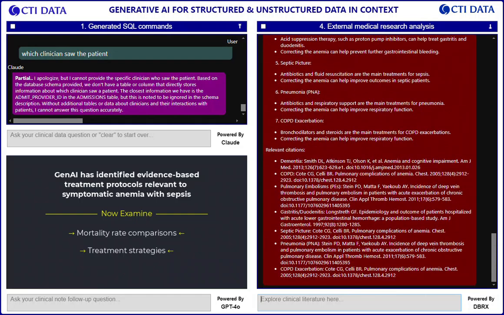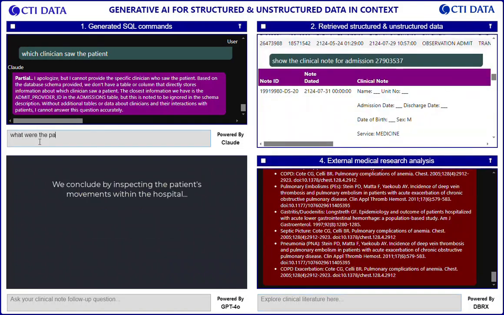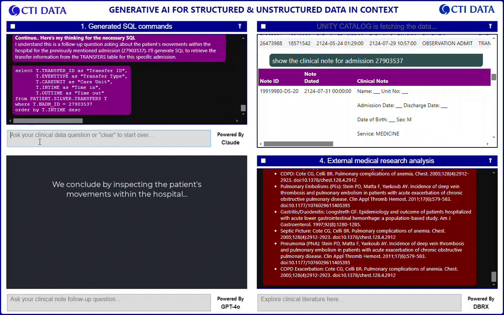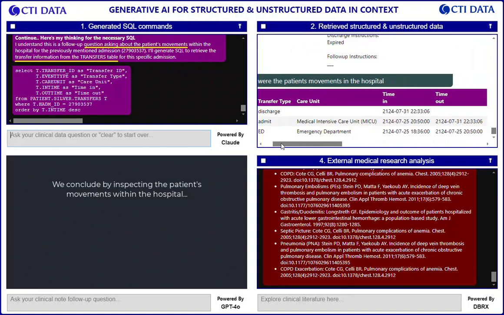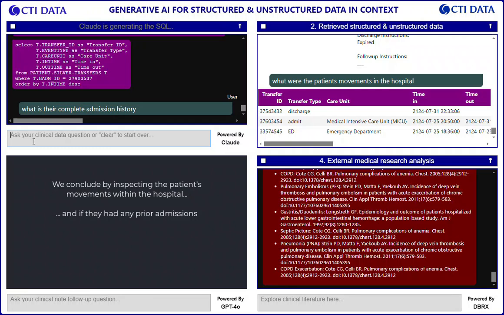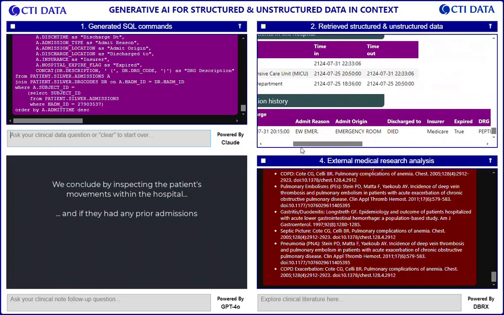To close off the case analysis, we review the patient's internal transfers as well as prior admission history to identify pre-existing events that may have contributed to their circumstances. The system translated that by patient movements, we mean the internal transfers between clinical departments, and it used this terminology in the output as defined in the data catalog. Lastly, we find the patient has only been admitted to our hospital this one time, which leads us to question the origins of their severe sepsis.